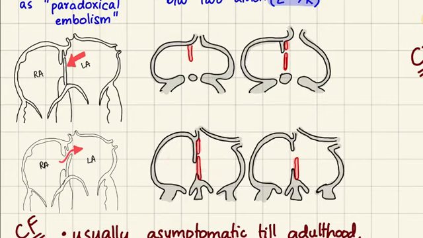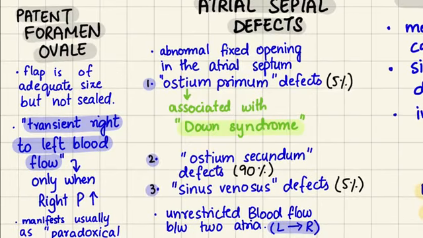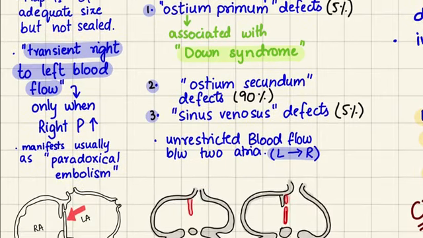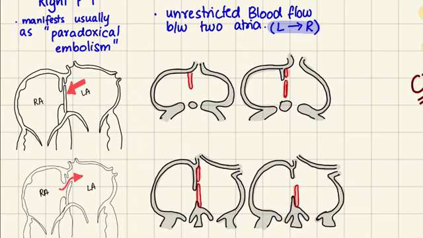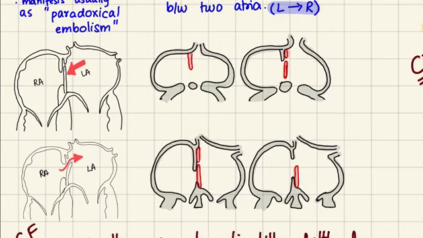But after birth, when the pressures on the left side of the heart rise, they are going to push these flaps against each other and they will fuse and there will be no more connection between the right atrium and the left atrium. But in the case of patent foramen ovale, the flap is of adequate size but it is not sealed. So we can see here that these flaps are of adequate size, they cover each other. It's not like there's a hole, but the flaps do approximate but they have not joined.